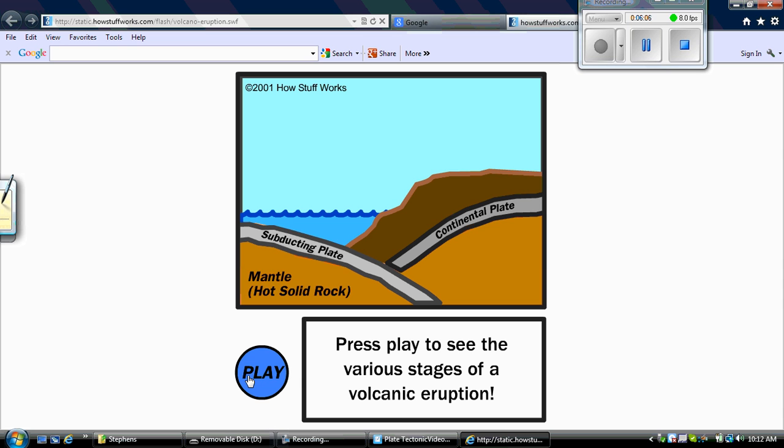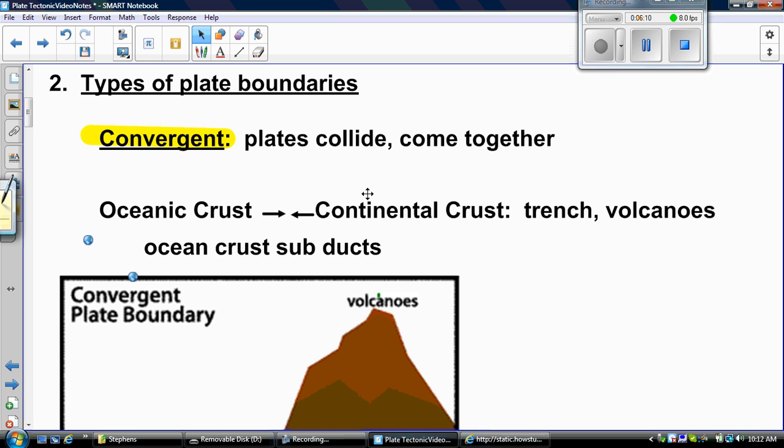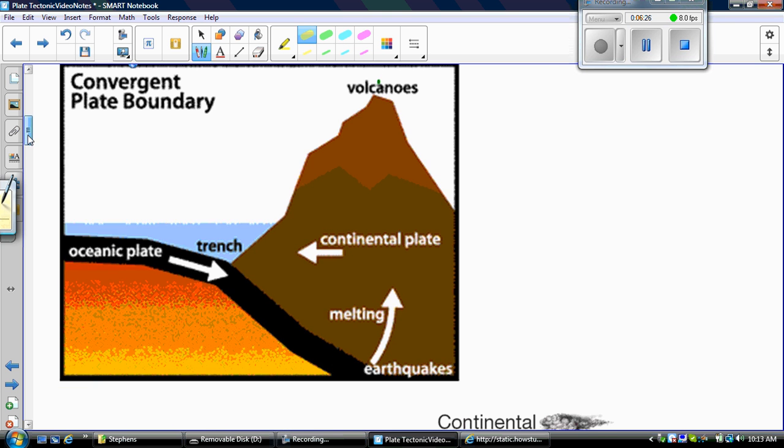Okay, so that's what happens when we have continental and oceanic crust colliding. Volcanoes form, because the rock in the oceanic crust gets put under immense heat and pressure, and it turns into magma that creates pressure, and you get volcanoes just like this.